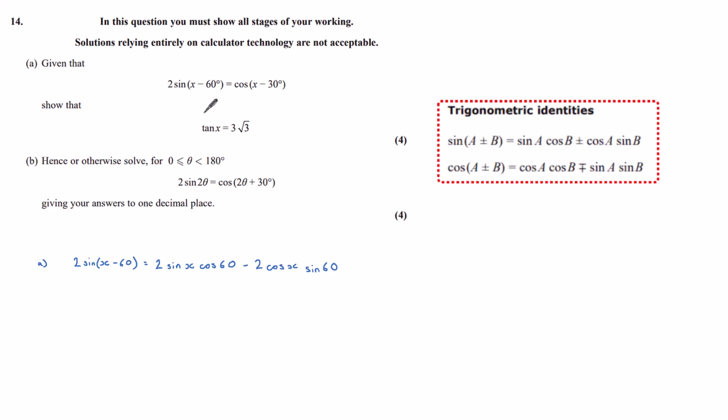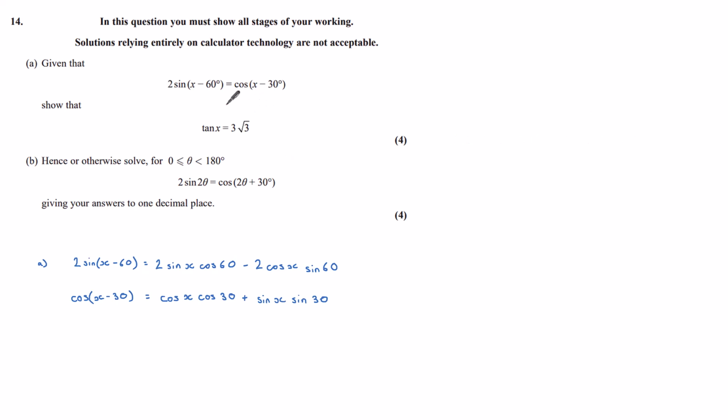and using the formulas inside our formula booklet, we can see that 2 sine (x minus 60) can be written as 2 sine x cos 60 minus 2 cos x sine 60. We can look again for the formula for our cos (x minus 30), and we will see cos (x minus 30) can be written as cos x cos 30 plus sine x sine 30. Now if these two things are equal to one another, we can write the following.